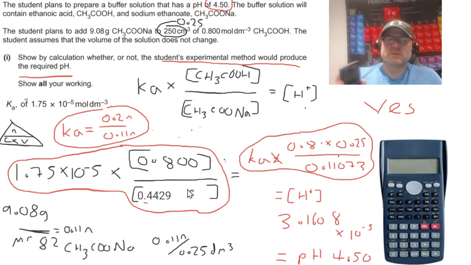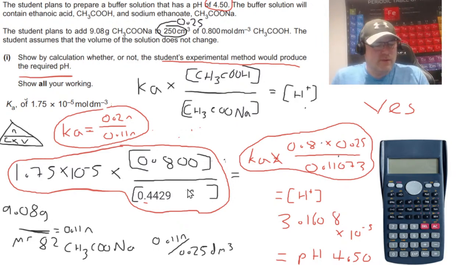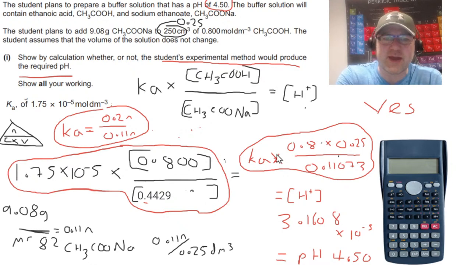So sometimes if you don't use the times 10 button at the bottom there, whatever that button is called, EXP or whatever, then that can screw you up as well. So just make sure you're using the correct buttons on the calculator. And that's buffers for you.